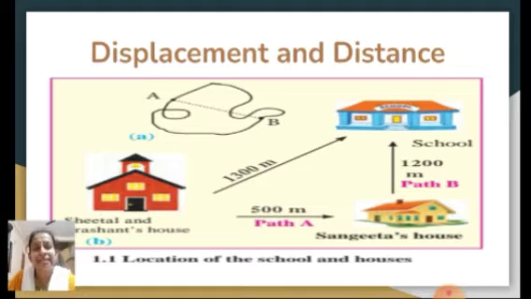Okay, now here is an example, a picture from your own textbook, page number 1, figure 1.1, location of the school and the house. The house shown in red color is Sheetal's and Prashant's house, and the yellow color house is Sangeeta's house. Fine, whereas the school is shown in blue color.